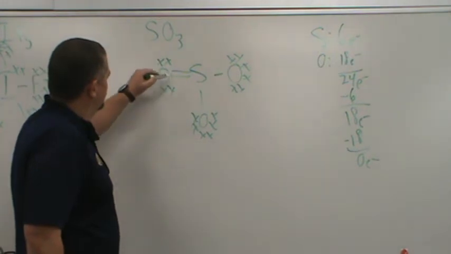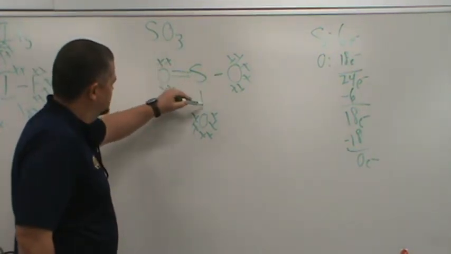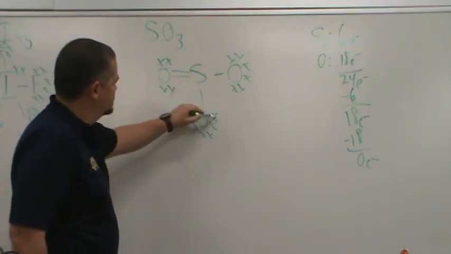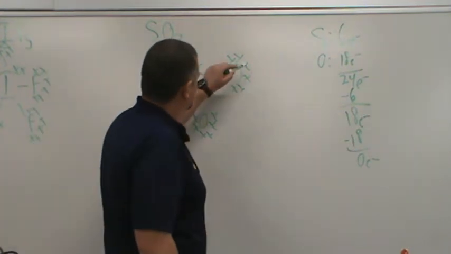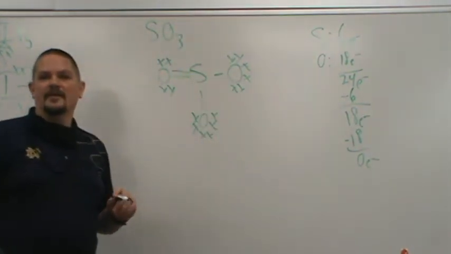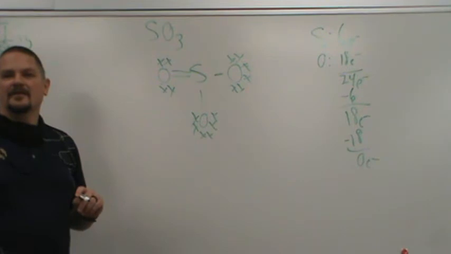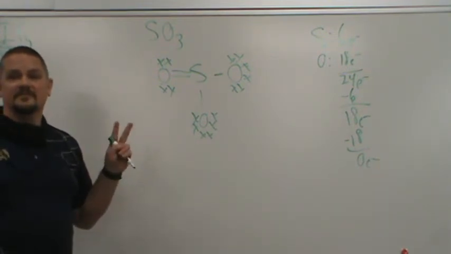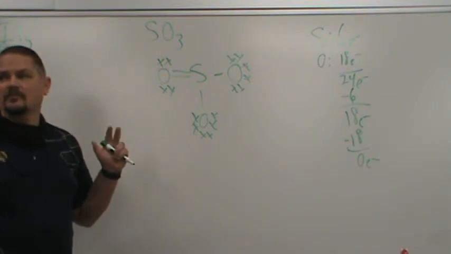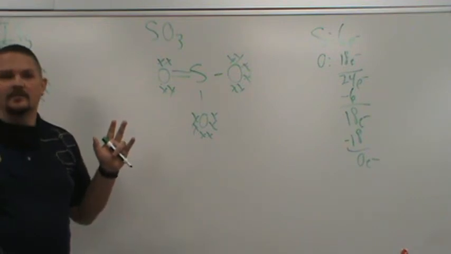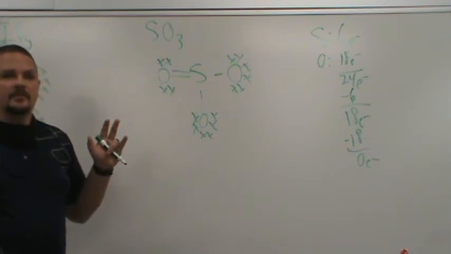1, 2, 3, 4, 5, 6, 7, 8, 9, 10, 11, 12, 13, 14, 15, 16, 17, 18, 19, 20, 21, 22, 23, 24. Each line is worth 2. Remember, a single bond has 2 electrons in it? Okay. Any other questions right now? Nope.